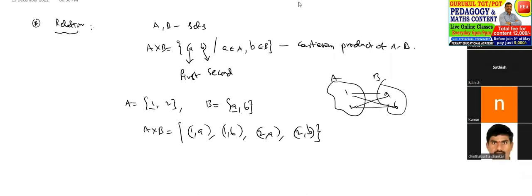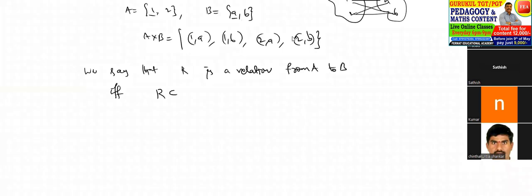Now, what is meant by a relation? We say that R is a relation from A to B if and only if it is a subset of A cross B. That's it. If it is a subset of A cross B, automatically R is a relation from A to B. Right? Suppose, for instance, you take this example.